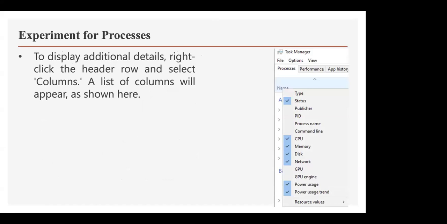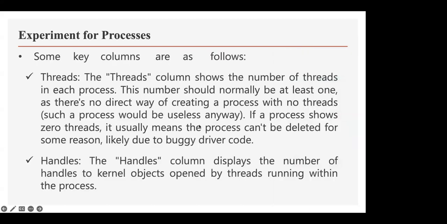in case you want to add more information, like you can see the publisher, the PID, the process name, the command line, the GPU engine. So all of these are the information that you can access when you right click on the header row. So in case you just want to add some more details.